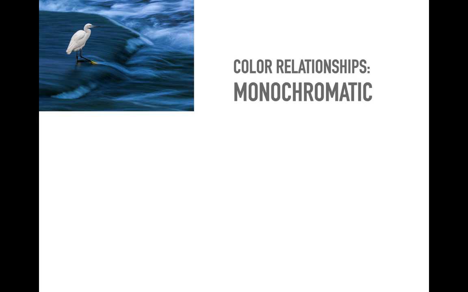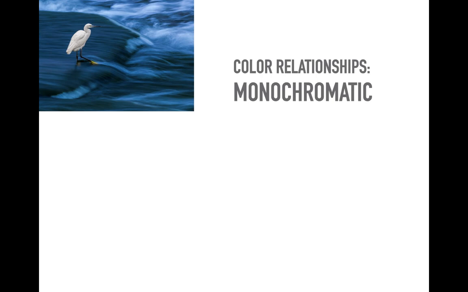Now, we've just talked about how hues have saturation, how intense or dull they are. They're also going to have value, how light or dark they are, and they're also going to have temperature. Are they warm, cool, or neutral? When we start putting colors together, that's when we have color relationships.